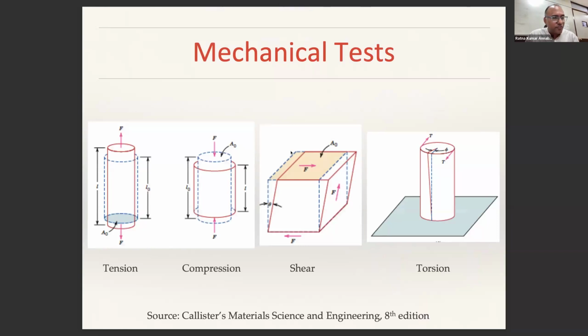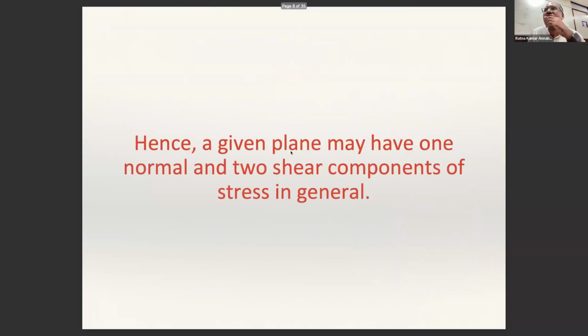So now we have defined what is the normal strain, what is the normal stress, shear stress, engineering strain. But of course, we have not defined what is engineering stress, right? What is engineering stress? So, did we define engineering stress or not?